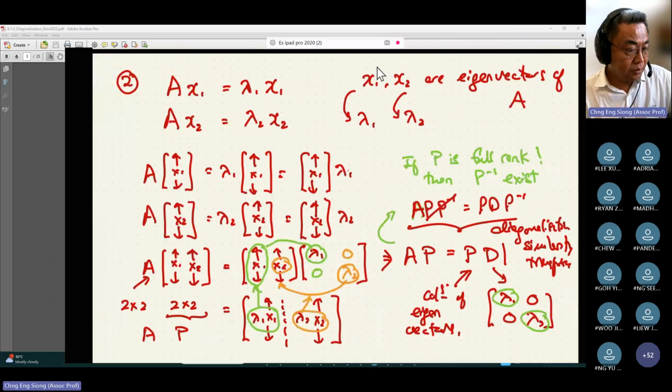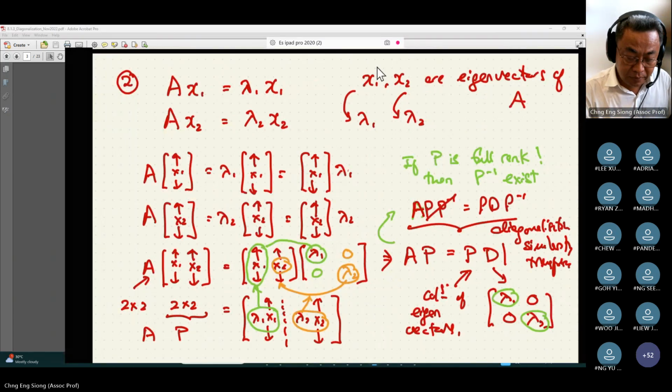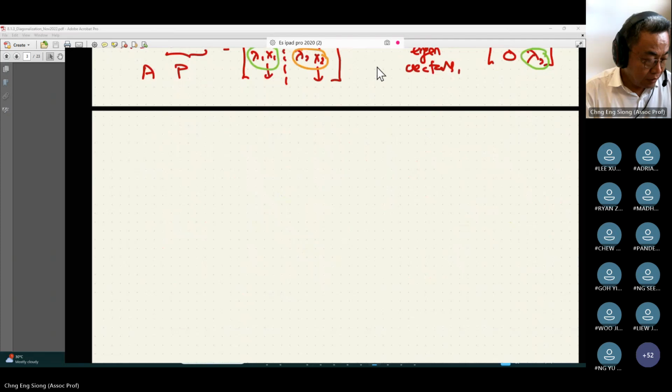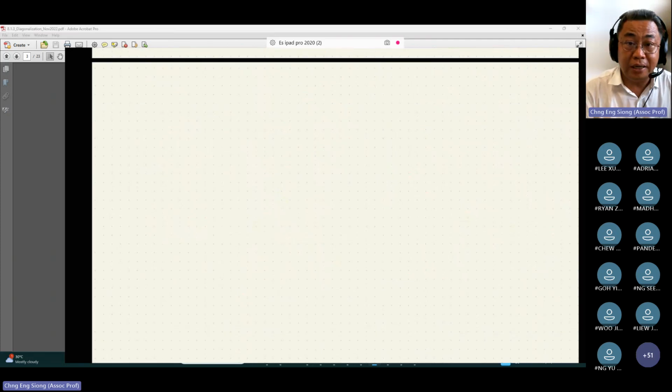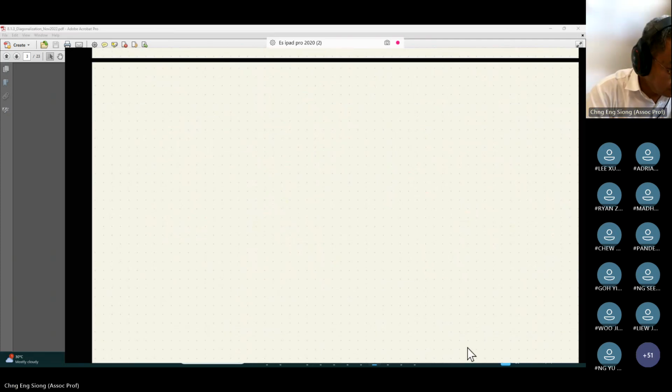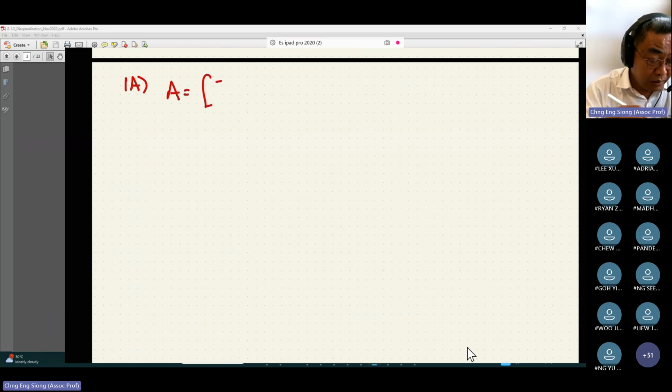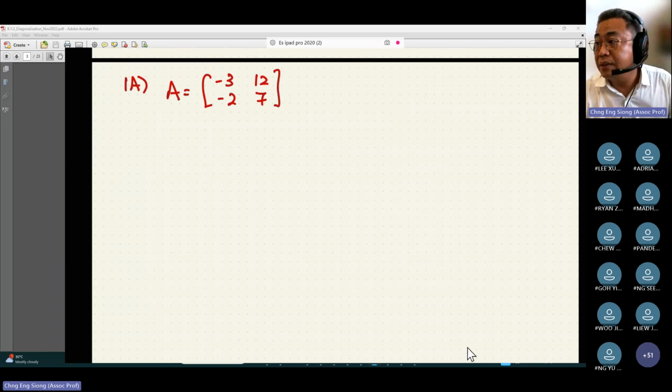Let's continue. So I would do this one more time. 1A. Now, I give you a matrix, and in our quiz, at least, we'll always play with a 2 by 2 matrix the most, unless we give you very special matrices. Otherwise, it's impossible to be able to answer it quickly.